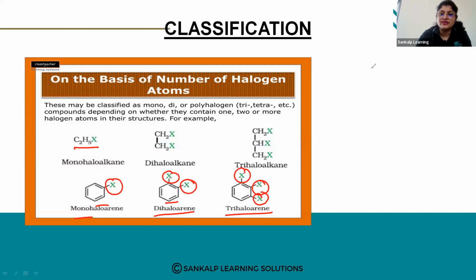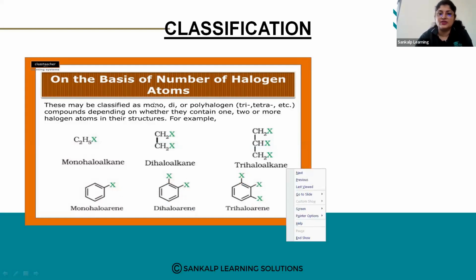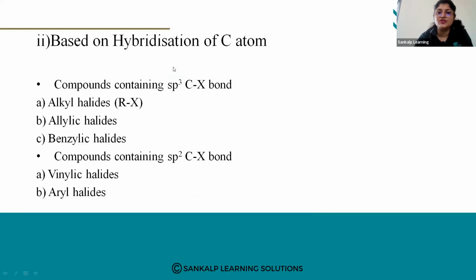Next classification we'll see, based on hybridization. Next is based on the hybridization of the carbon atom. First is the compound containing an sp3 C-X bond. Now you know what hybridization is. It is mixing of orbitals, right? When we are talking about sp3, I'll give you a brief idea of what sp3, sp2, and sp are.